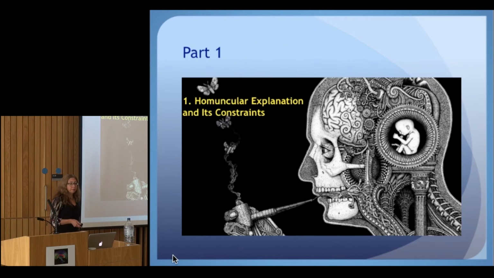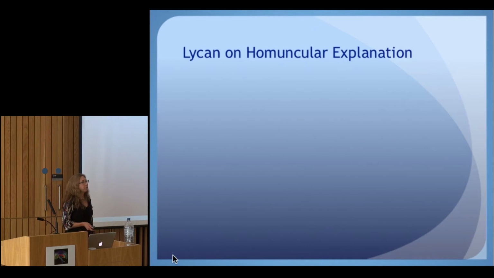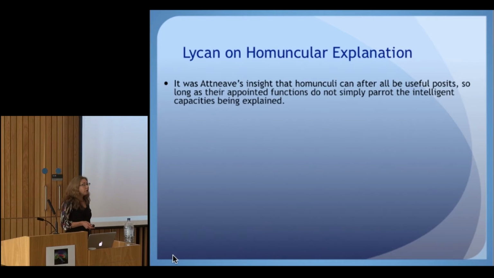Okay, so the first part is the nature of homuncular explanation. Part of what might be called the catechism of homuncular explanation is something that we, at least philosophers of mind, grow up learning as part of how you explain the mind psychologically, right? So this is Bill Lycan, one of the more famous people within the homuncular functionalist tradition.